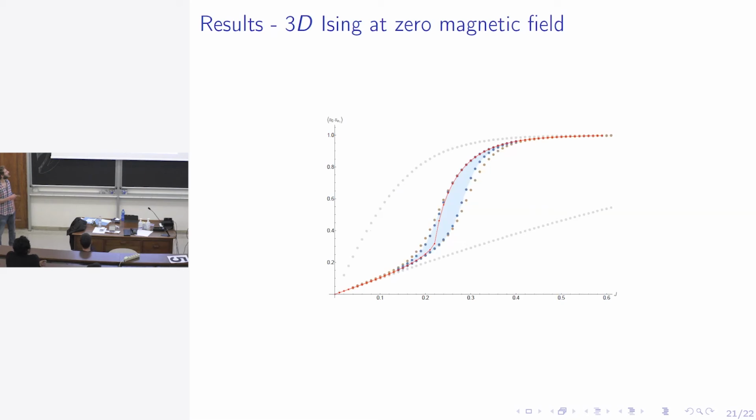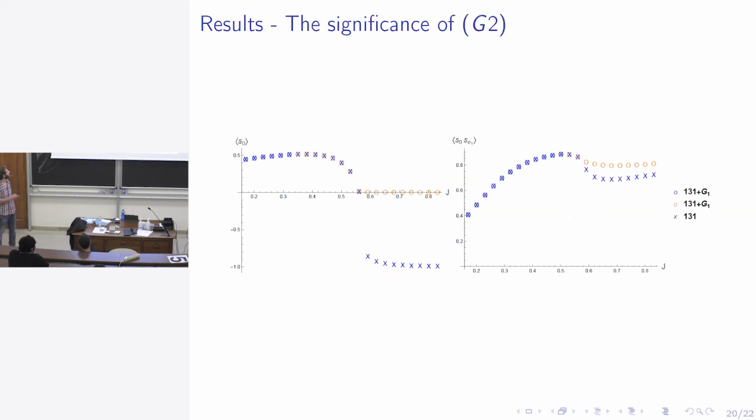Oh, I'm sorry. The red line is a Monte Carlo result. And you can see that it's interpolated not very beautifully, but it's an interpolated Monte Carlo result. Yeah. So here, let me just.